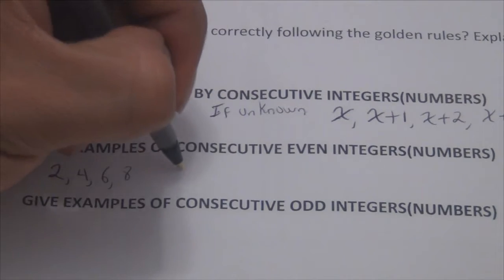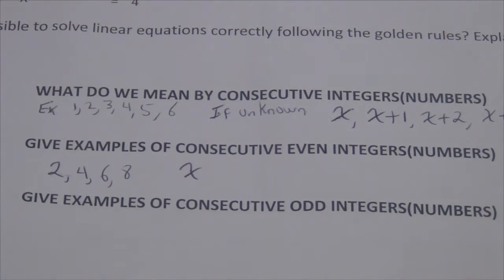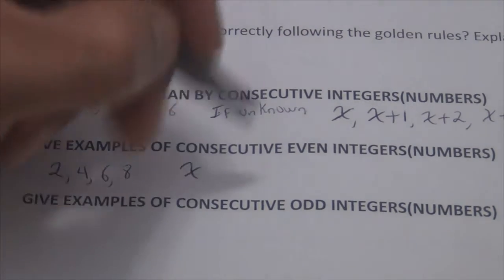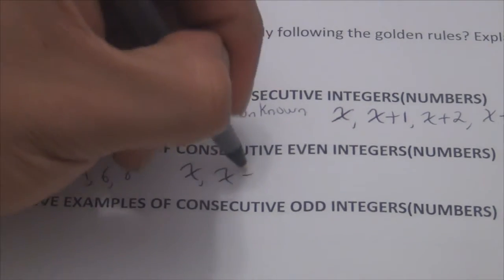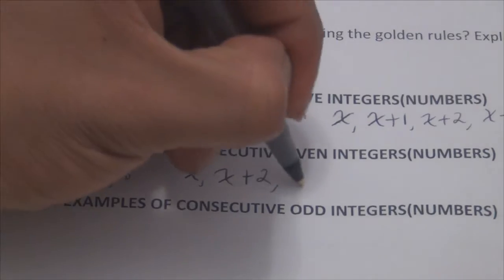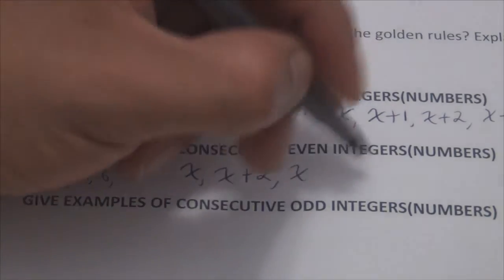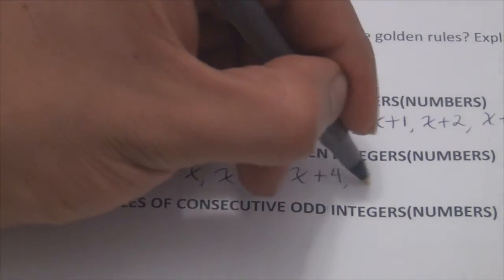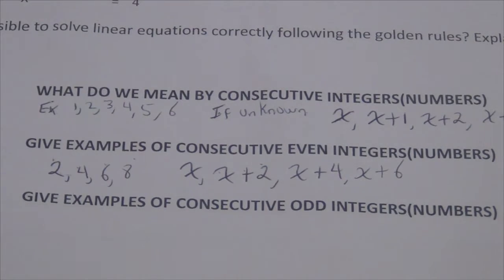But if you don't know, when just representing the numbers, let's say the first number is always going to be x. The second one, well, what is the gap between the numbers? They go by 2s, right? So then the next number is x plus 2. The next one is going to be x plus 4, x plus 6, and so on and so forth.